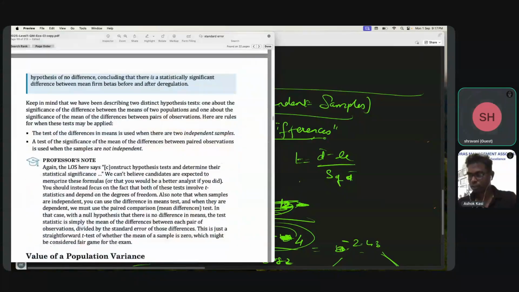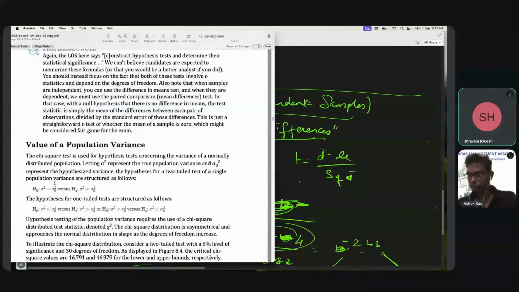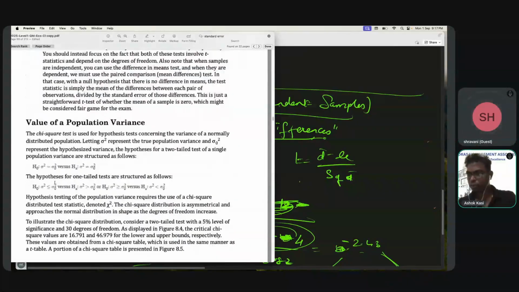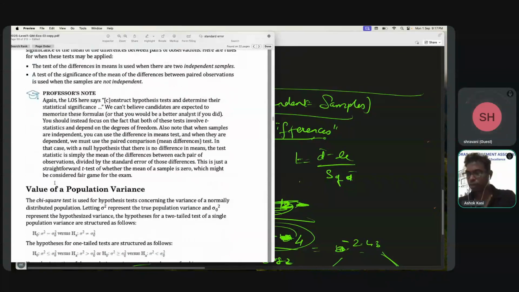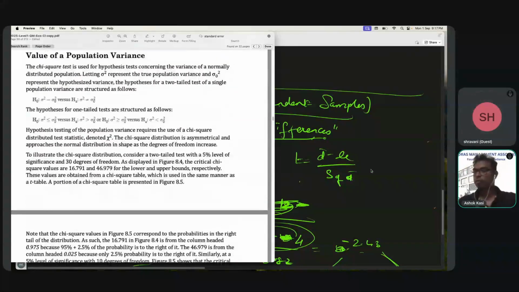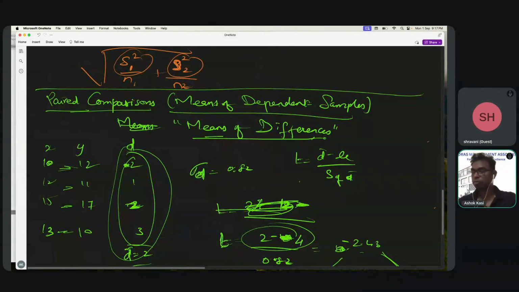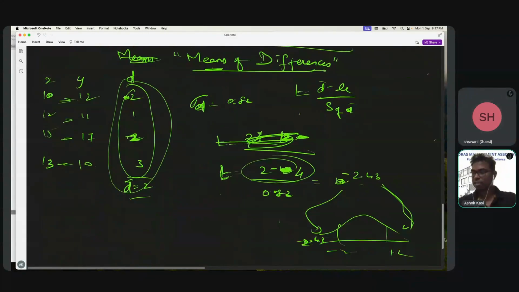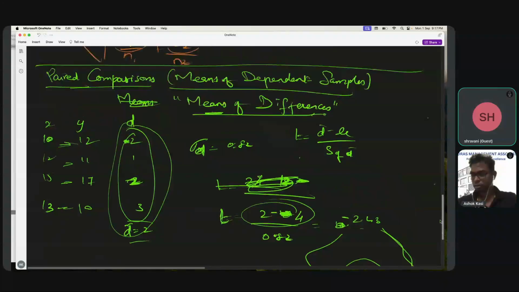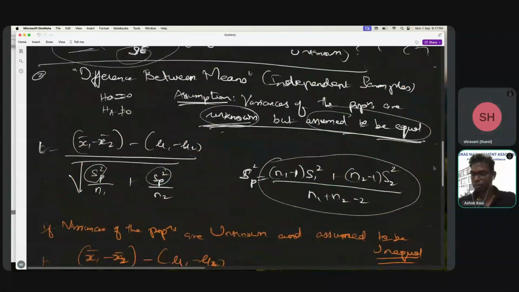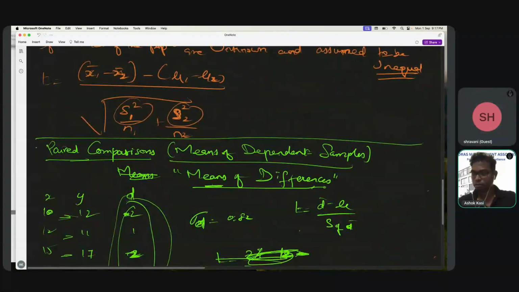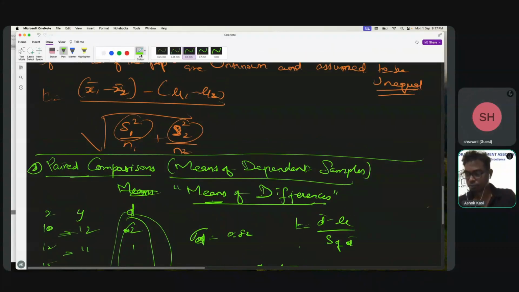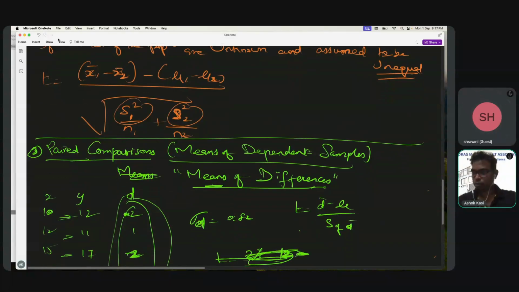Then next one. Remember, so far we were checking not variances. We are checking means. This t test is to check means. So I'll give numbers here. This is third number. Then next one is fourth.